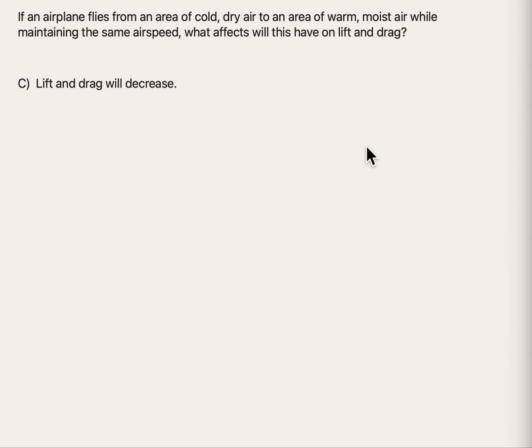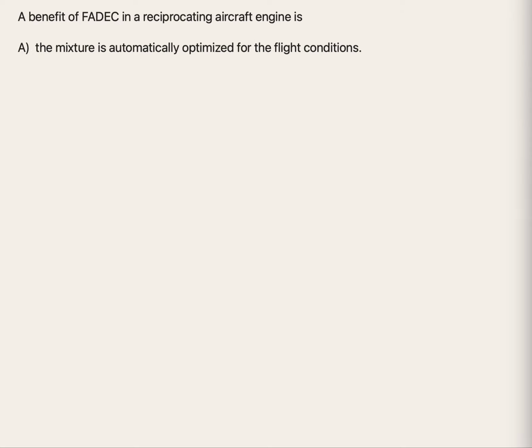Both warming an air mass and adding moisture to it have the effect of decreasing the air density. So yeah, I guess if there's moisture in the air, there's less air, so it's less dense. A benefit of a FADEC in a reciprocating aircraft engine is the mixture is automatically optimized for the flight conditions.